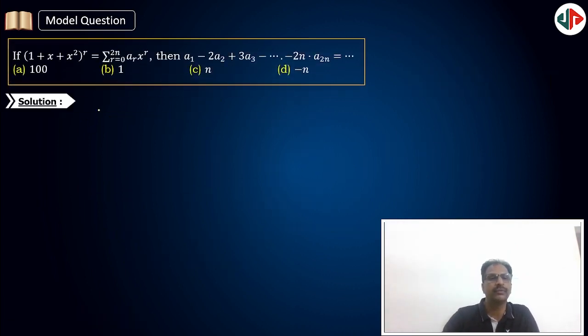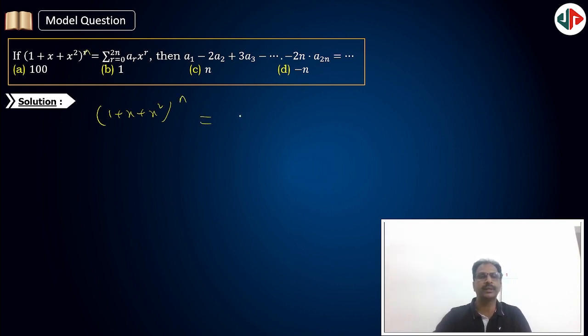Next, (1 + x²)^n, that is not r, that is n, is equal to, expand sigma by giving different values for r: a0 x^0, a1 into x, a2 x², a3 x³, and so on up to a_2n x^2n.